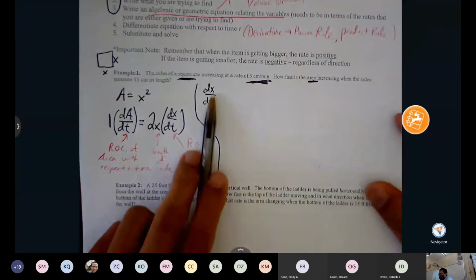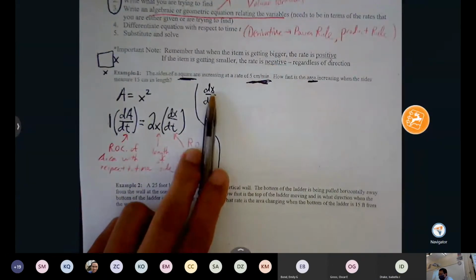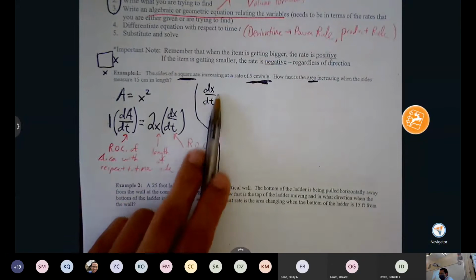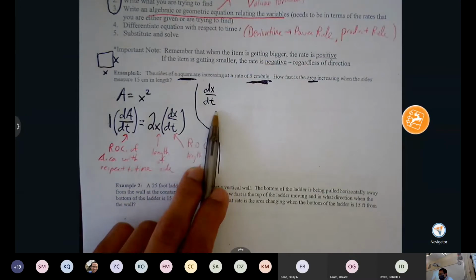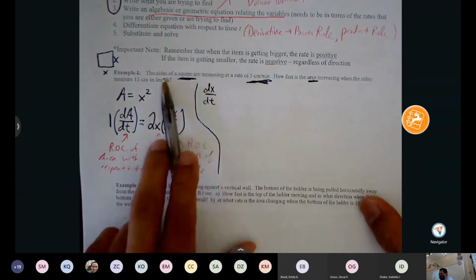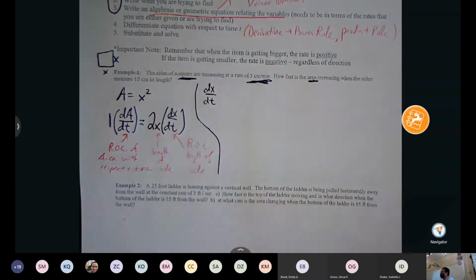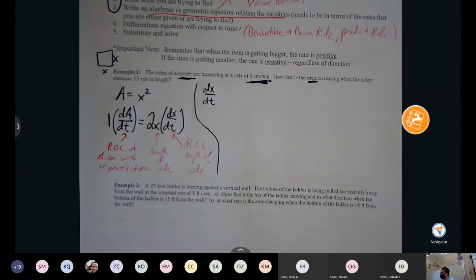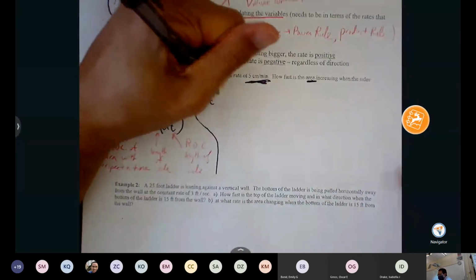Again, the x is referring to the side length of the square, but time means that there's going to be a rate of change involved. So anytime you see centimeters per minute, rate, increasing, any type of motion involvement, you know that value is going to be associated with a rate, d over dt.